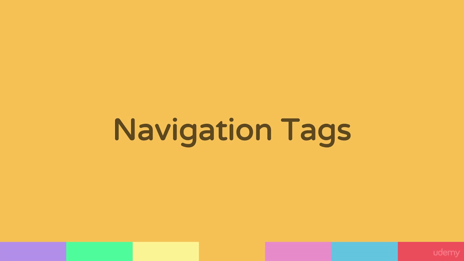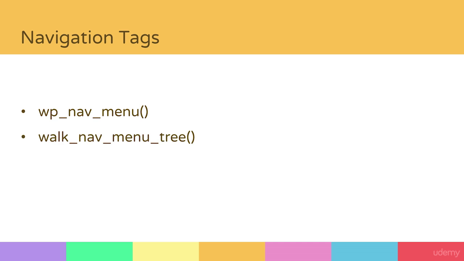Over the course of the next few lessons, we're going to take a look at navigation tags. Now, we say navigation tags, but there's really primarily just one that we need to worry about, and that is WP Nav Menu. This will display a menu on the page or let WordPress know where a specific menu should go.